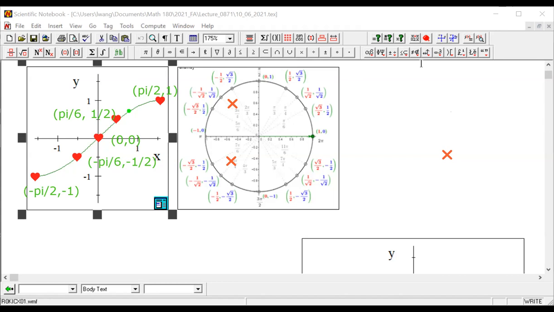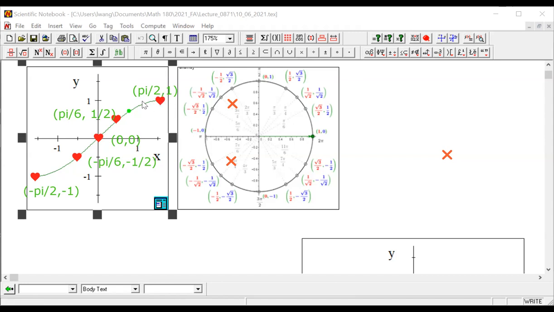So what happens? You mark these points, and this piece is the only piece we have chosen. What is the function it represents? It's the sine function defined between negative pi over 2 to pi over 2. What's the domain? What's the range? I'm waiting for you to write this down, so I'm going to move forward.